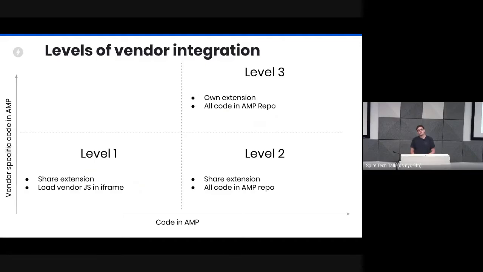Level 2 is something maybe like AMP Twitter, not AMP Twitter. This would be like AMP video with a type, right? You share an extension, all the code is in the AMP repo, but there's a lot of shared, generic code that's reused. And then level 3 would be your own extension with your own namespace, and all your code would live in the AMP repo. This is things like AMP Twitter now. I guess Twitter owns iframe, so it'd be things like AMP skim links now, maybe.